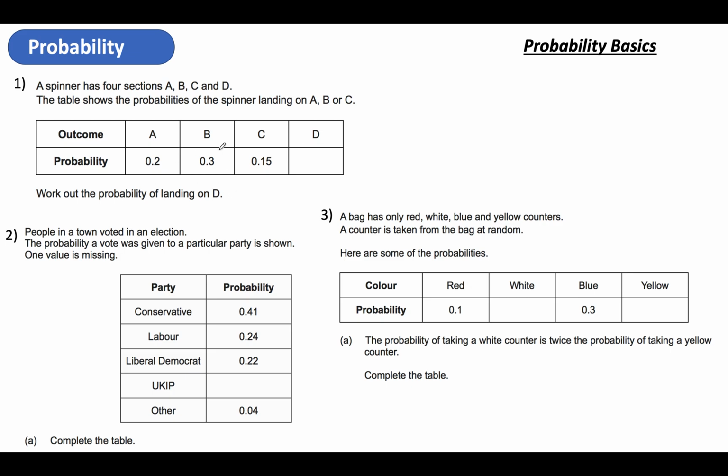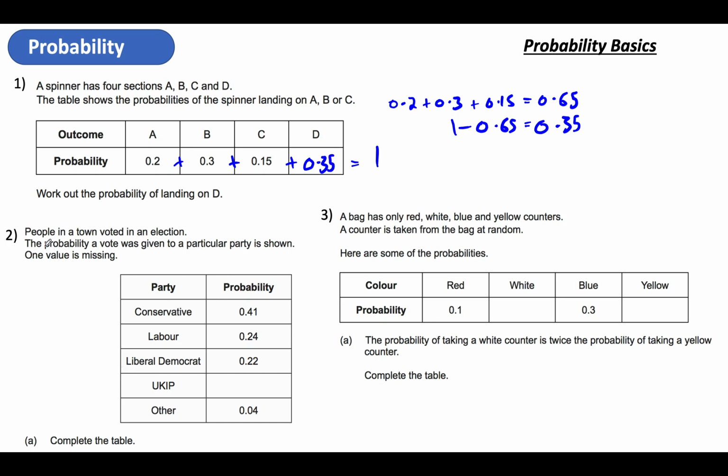So just like before, we know that these are going to add up to 1. If I add up that, with whatever D is, it's going to equal 1. So let's add up the ones that I know first of all. So 0.2 plus 0.3 plus 0.8 0.15. That equals 0.65. And if I take that away from 1, I know the answer is going to be 0.35. So probability of D is 0.35.